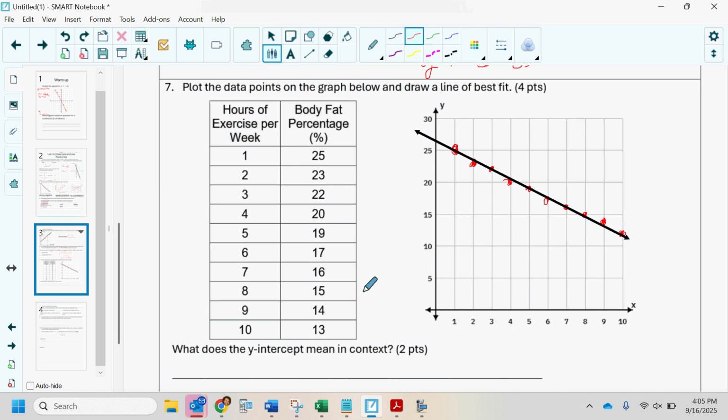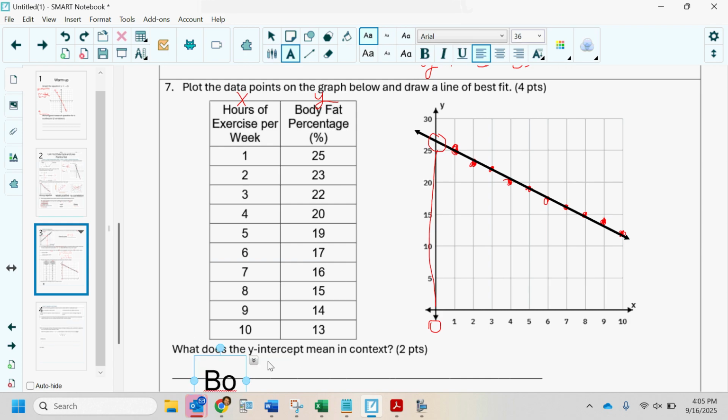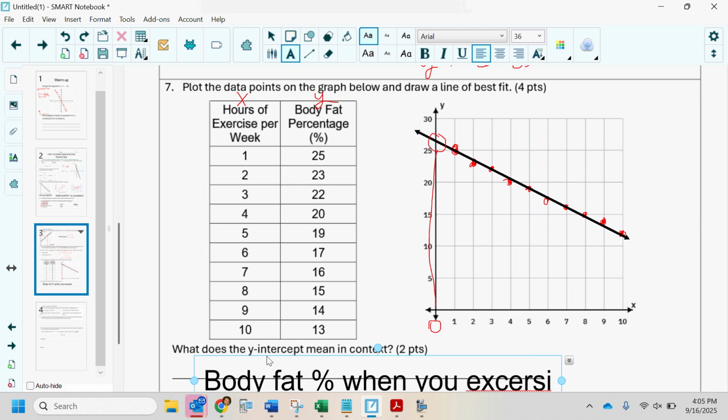Now it says, what does the y-intercept mean in context? So the y-intercept happens right here, right? And so if we go down, right, what's the x value here? Well, the x value is 0. And if we label this, so you always label your tables, the x is the hours of exercise. So if the hours of exercise is 0, what does this mean? It's the body fat percentage when you exercise 0 hours per week.